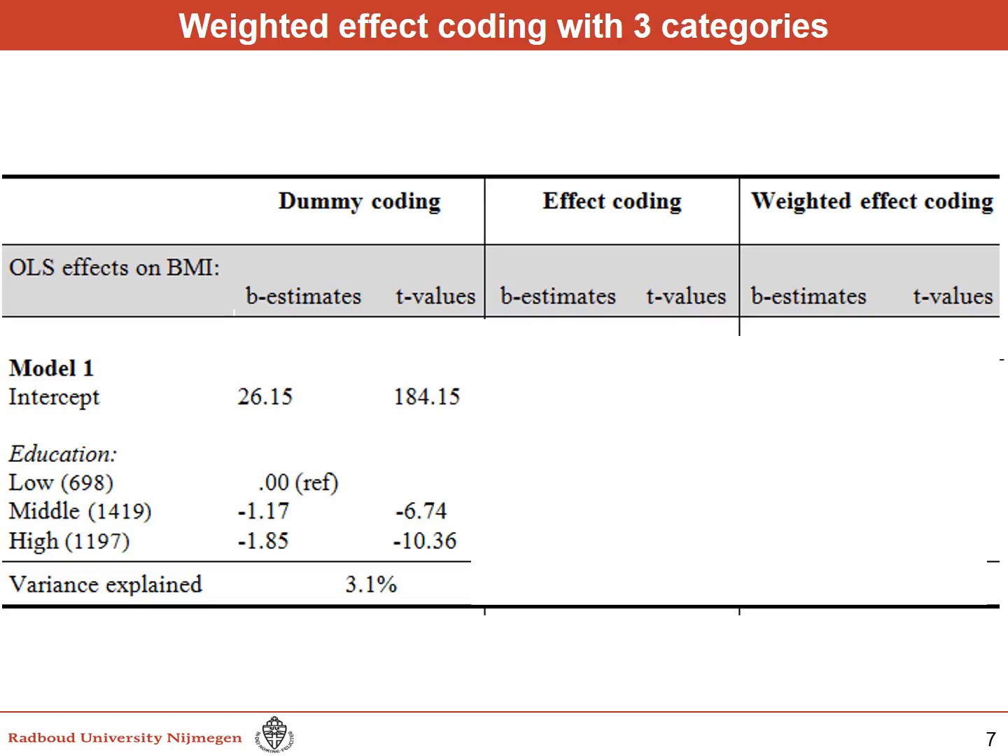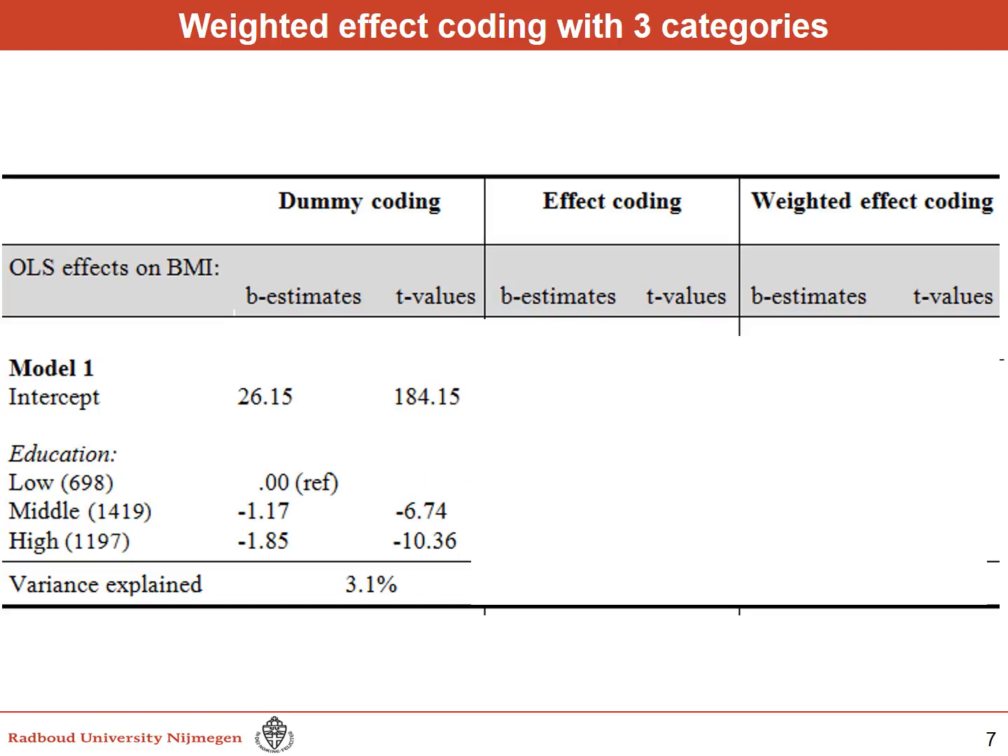Okay, if we use dummy coding, then you see that for the intercept we have an average body mass index of 26.15, and that number relates directly to the low educated respondents, which were used as a point of reference. And we have over here two estimates that relate to the difference between the low educated and the middle educated and the high educated. So the high educated have a body mass index that is on average 1.85 body mass index points lower compared to the low educated. And as you can see, both differences are significant.